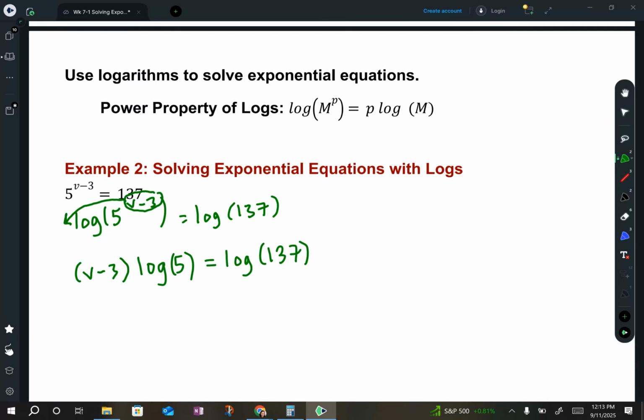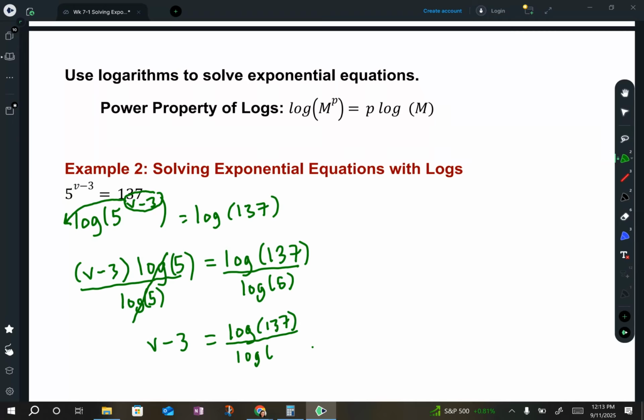And now we need to solve this equation for v. There's a couple different steps you could do in solving this. I'm going to first just divide both sides by log 5. These cancel because we're undoing multiplication with division. I get v minus 3 equals log 137 over log 5. And now I need to add 3 to each side.